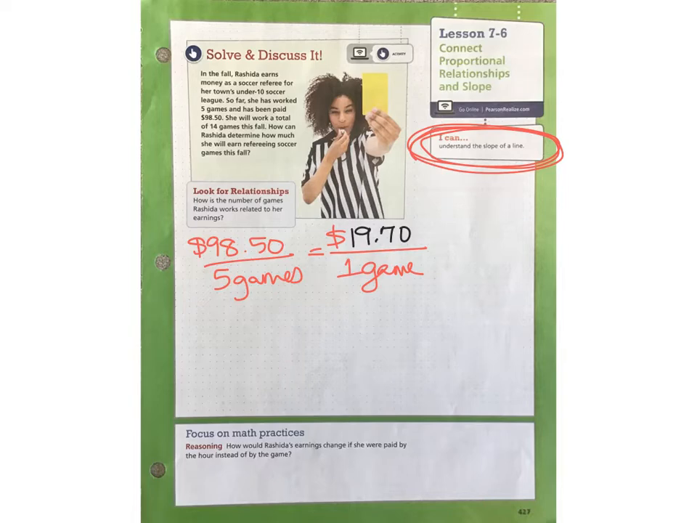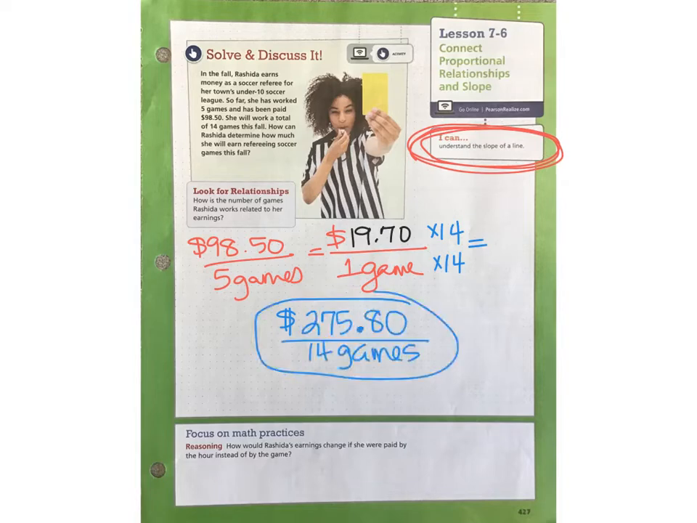Now we need to know what her pay should be for 14 games this season. If she gets paid the same amount of money per game, then we can take that pay for 1 game and multiply by 14 to determine how much she will get paid for all 14 games in the season. By using proportional relationships, we can determine that Rashida should earn $275.80 for 14 games this fall season.